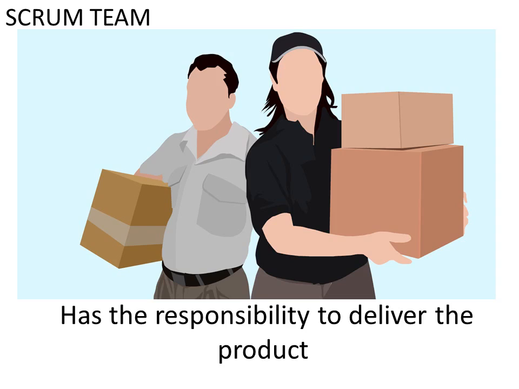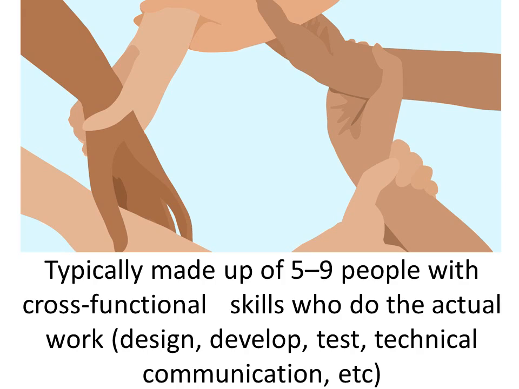The Scrum team has the responsibility to deliver the product in each iteration. Typically, it's a 5 to 9 member team with cross functional skills, and they work as a single unit to move the product forward to make the iteration successful with the shippable increments happening at the end of every sprint.